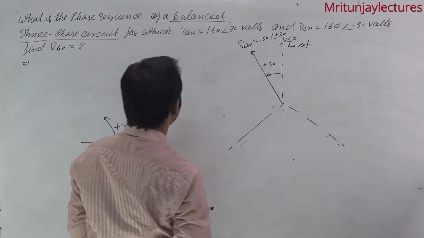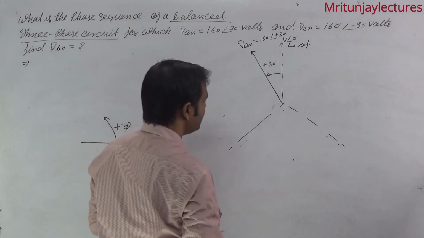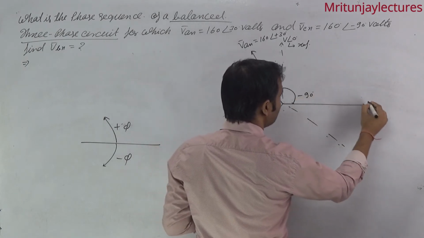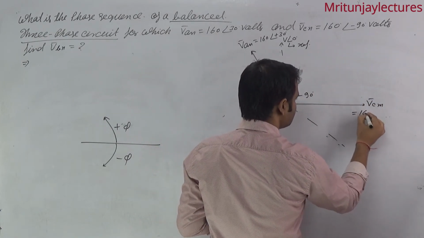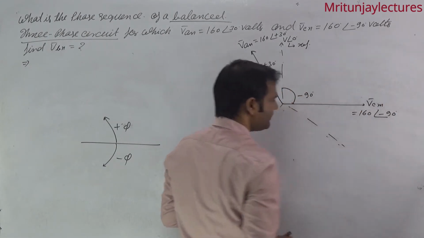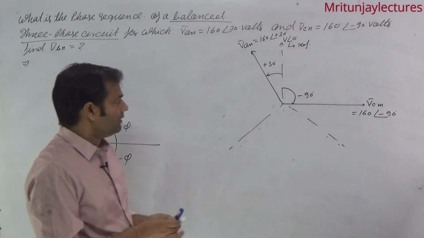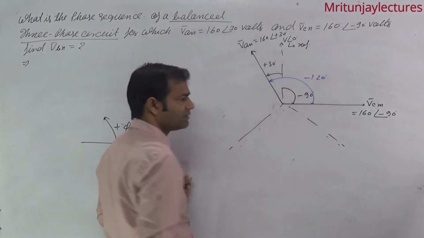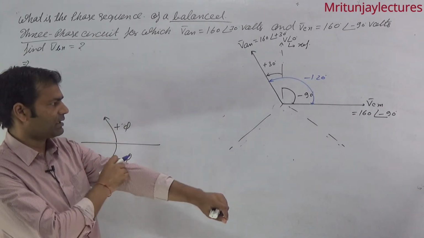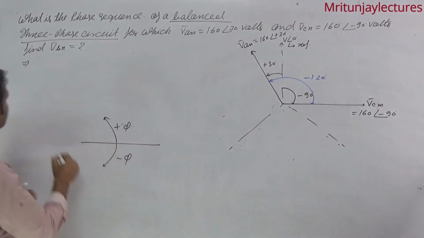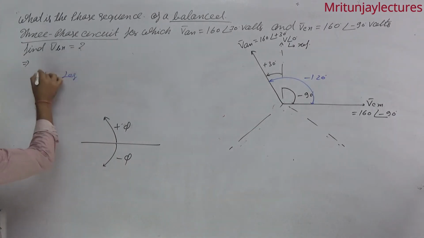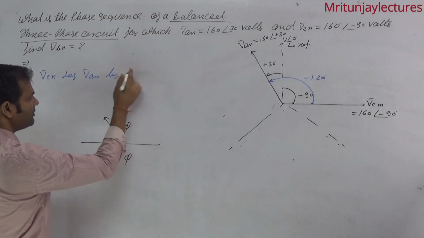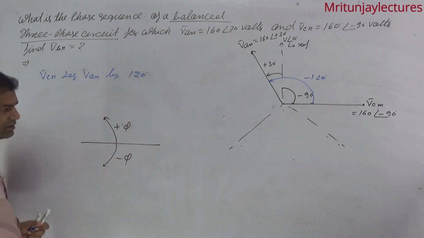Clear? Okay, what about VCN? VCN is -90, means like this one, -90. That is VCN, and that is 160 at the angle -90 degrees. Clear? Okay, the angle between both is -120. VCN lags V of AN by how much angle? -120 degrees, that is 120 degrees.